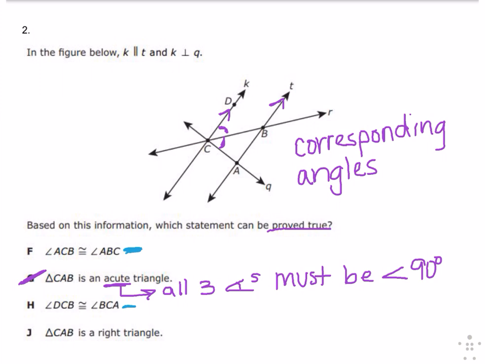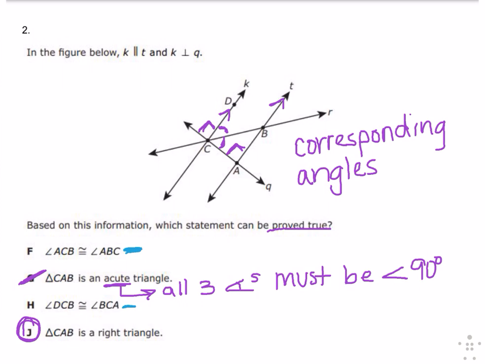And then the last one, J, says triangle CAB is a right triangle. That one's true, and we already proved that because if this is 90 degrees right here, then this angle also has to be 90 degrees. So then that means that inside of the triangle is a 90-degree angle, so that is a right triangle.